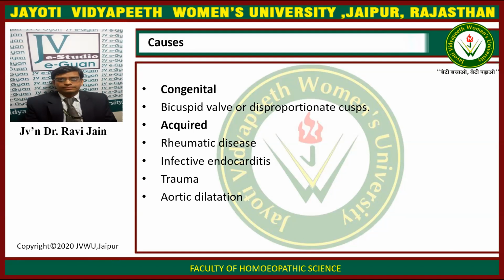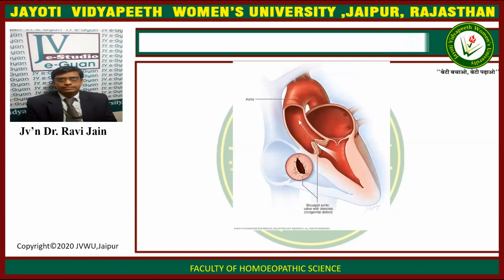I will again repeat the causes. The congenital causes consist of the bicuspid valve or the disproportionate cusps, and the acquired causes consist of rheumatic disease, infective endocarditis, trauma, and aortic dilatation.